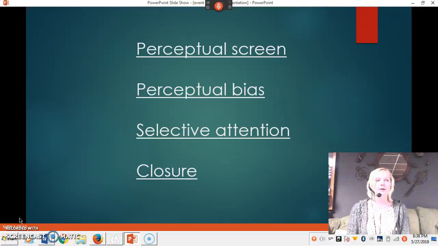But then the second one, the bias part, is the way you can twist an advertisement to fit the views and the way you want to see it in your mind, and that might not always be the way that the marketer has intended. So after the advertisement makes it through those two, you still have the selective attention.